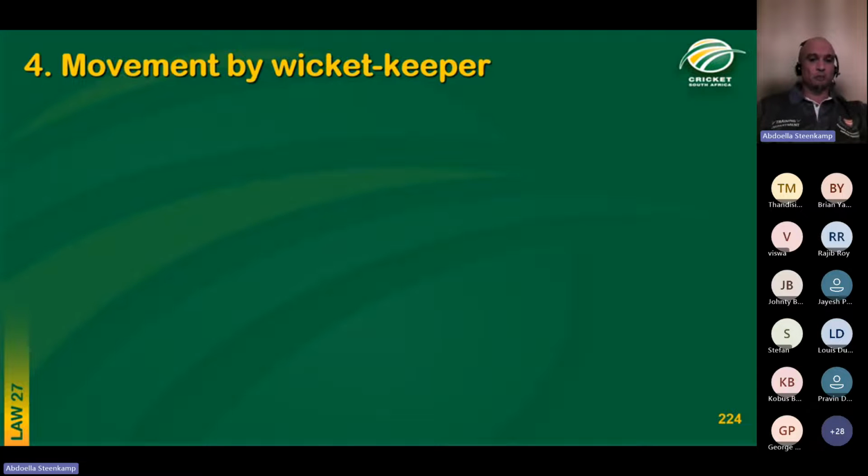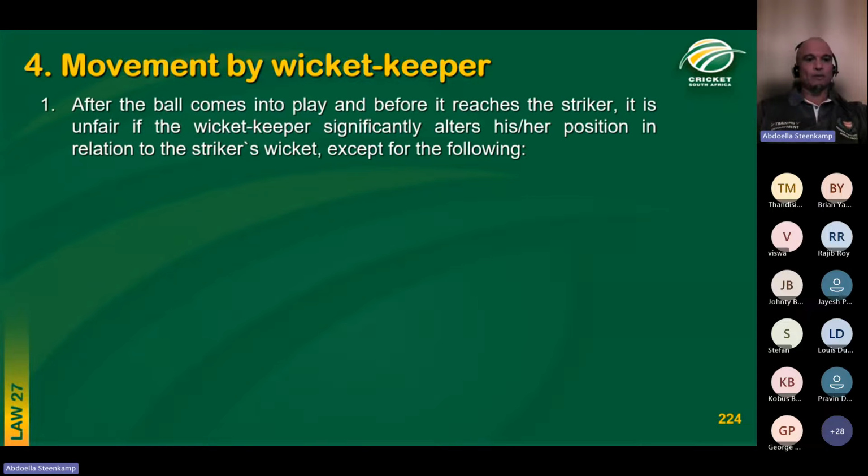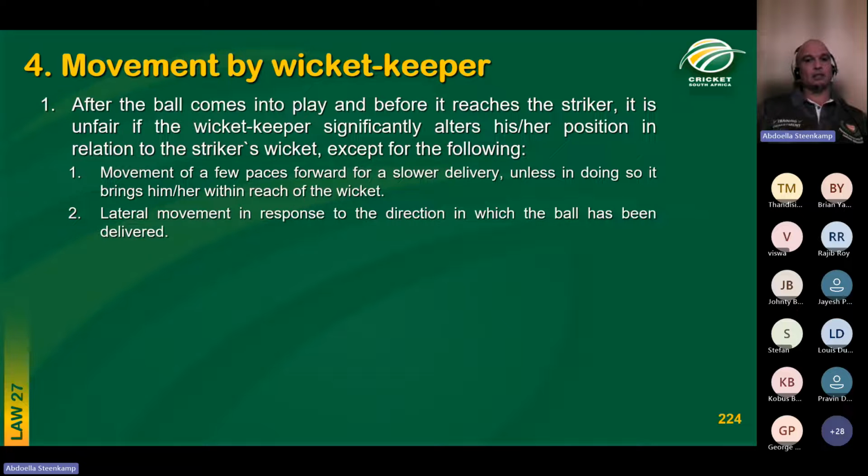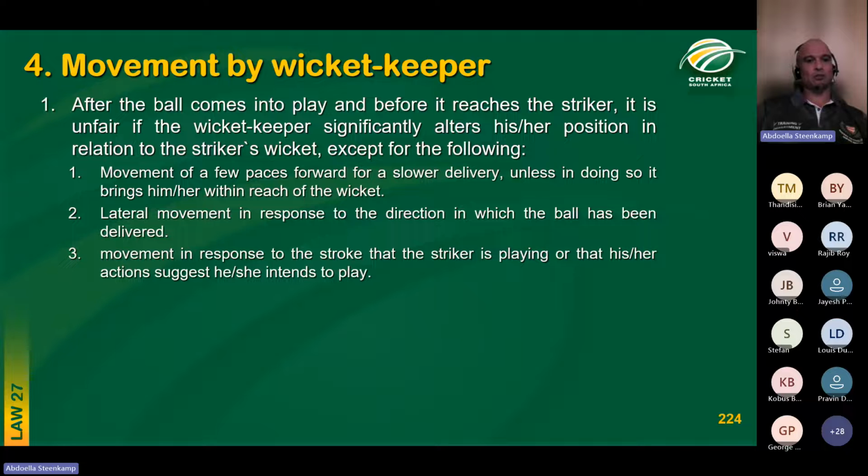So the narrator covered the movement by the keeper. Let's just go over it again. After the ball comes into play and before it reaches the striker, the law sees it as unfair for the keeper to significantly alter his or her position in relation to the striker's wicket, except for the following. Movement of a few paces forward for slower delivery, unless in doing so it brings the keeper within the reach of the wicket. The keeper is allowed lateral movement in response to the direction in which the ball has been delivered, and the keeper is allowed movement in response to the stroke that the striker is playing or suggests he or she intends to play.